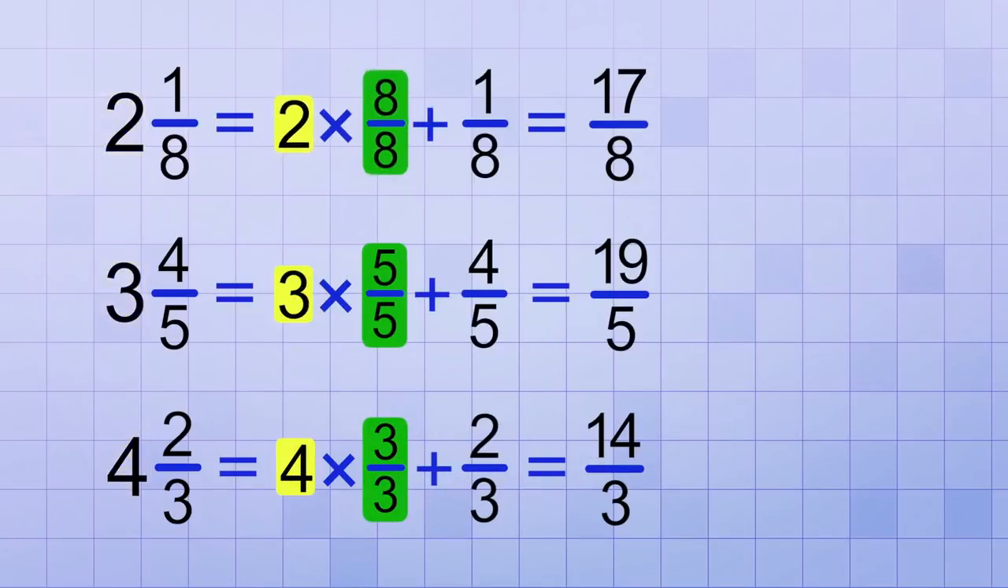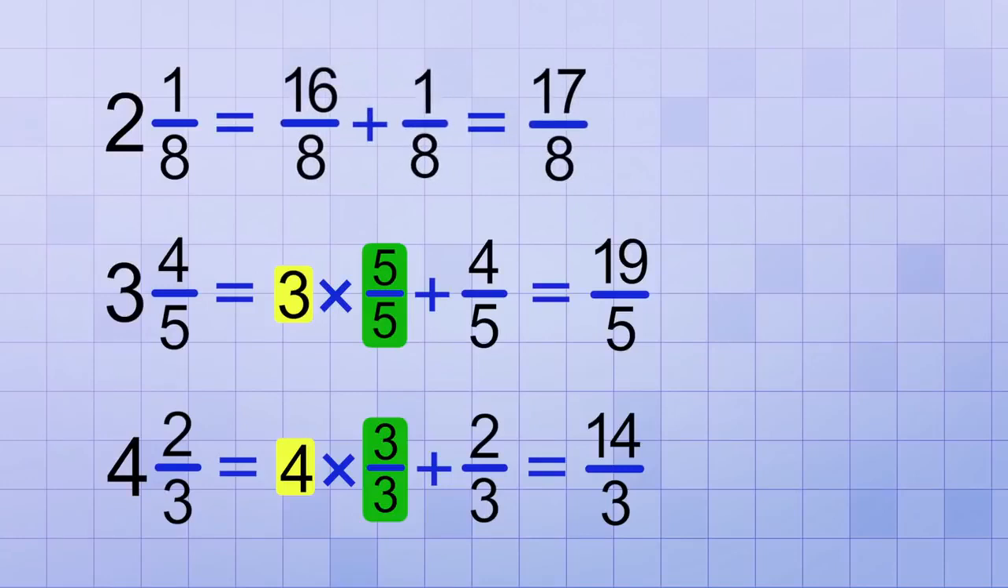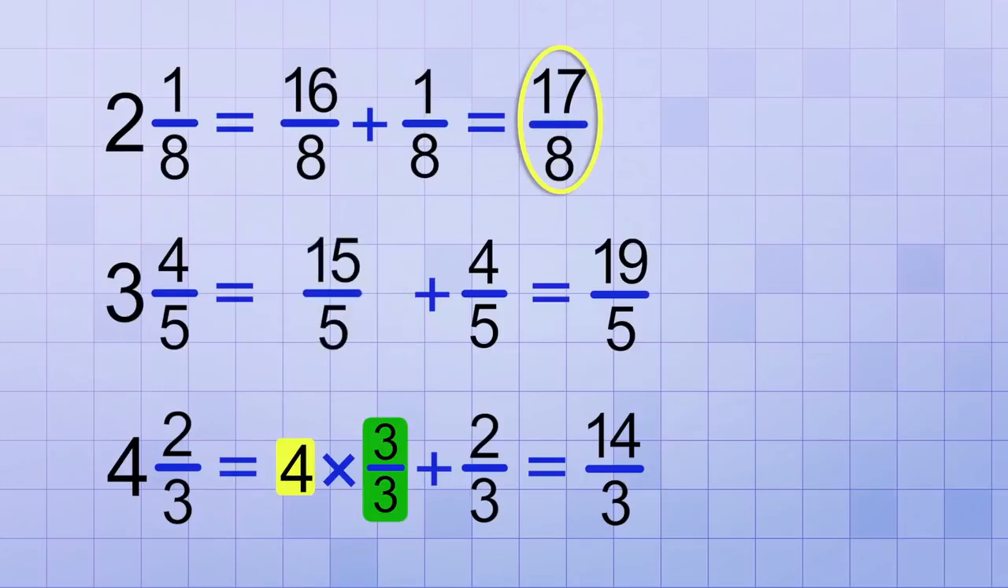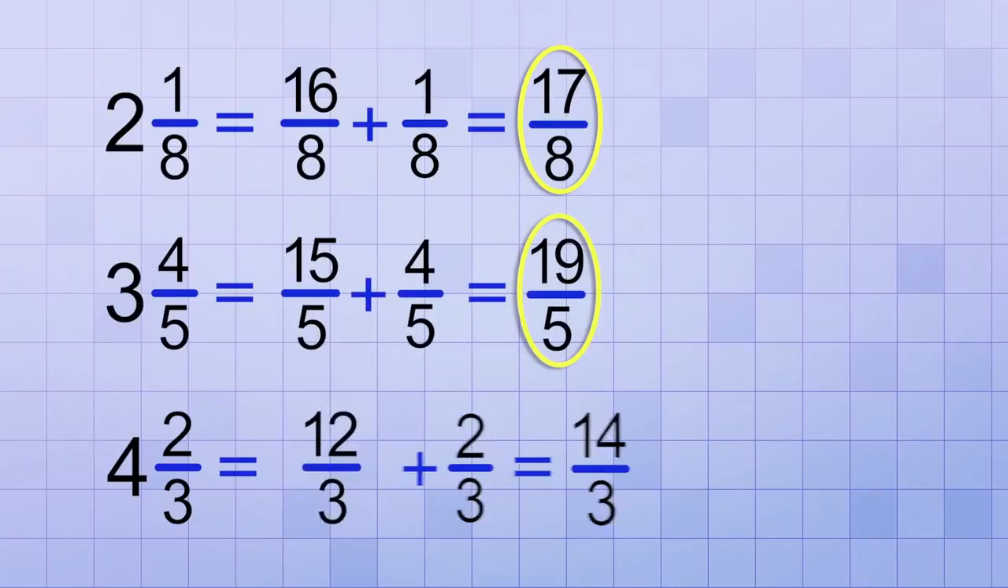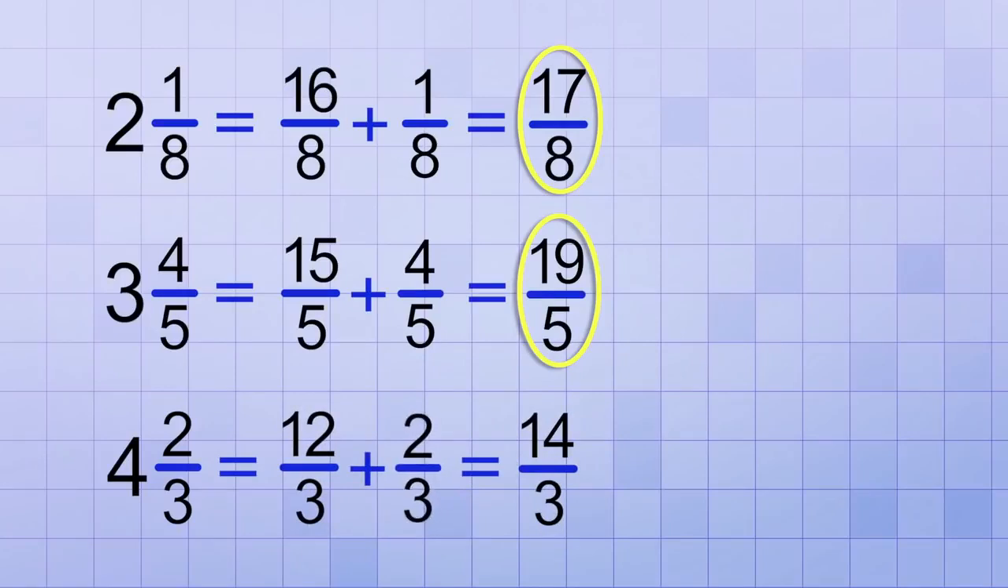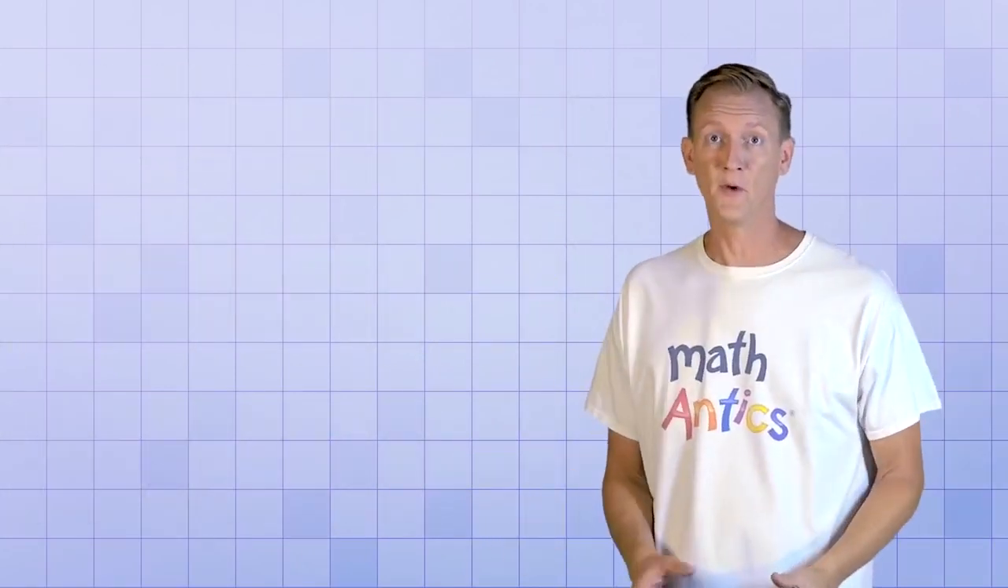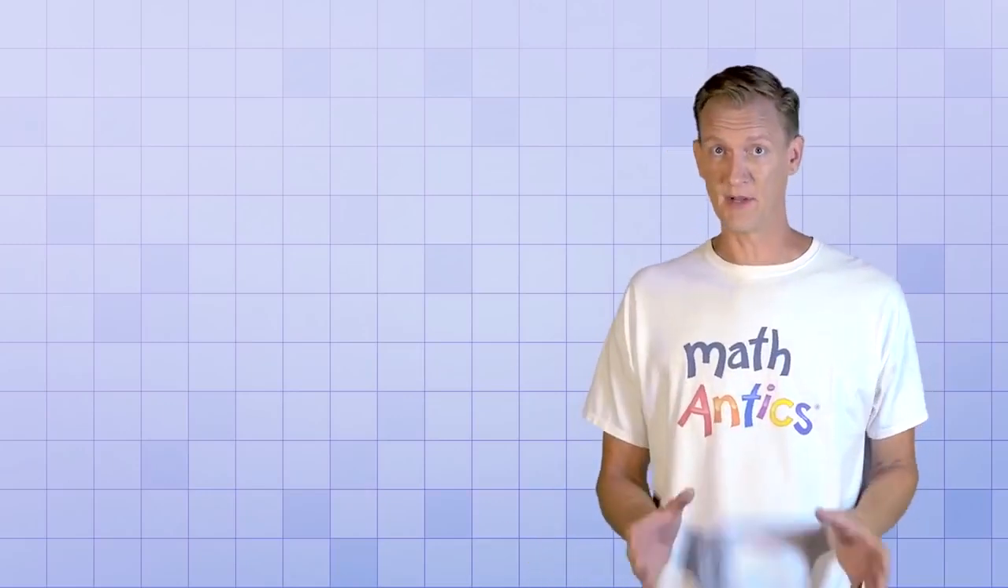2 times 8/8 gives us 16/8, and then we add that result to 1/8 to get 17/8. 3 times 5/5 gives us 15/5, and then we add that result to 4/5 to get 19/5. 4 times 3/3 gives us 12/3, and then we add that result to 2/3 to get 14/3. That shortcut really helps when the whole number part of the mixed number is big.